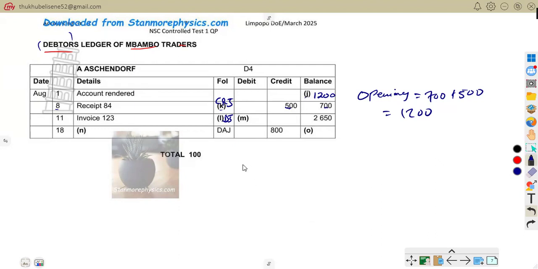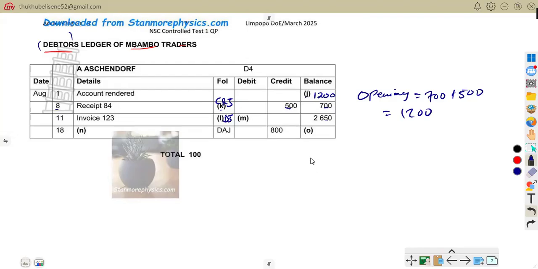Debtors journal is used for credit sales, that is, invoices issued. So an invoice must be recorded as DJ. So now if we are saying this folio is going to be debtors journal, we come to M. M is equal to how much? We are told that the balance after the invoice is this much, 2,650, as you can see.